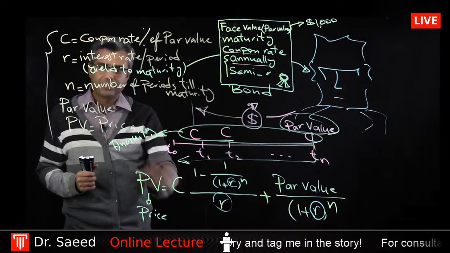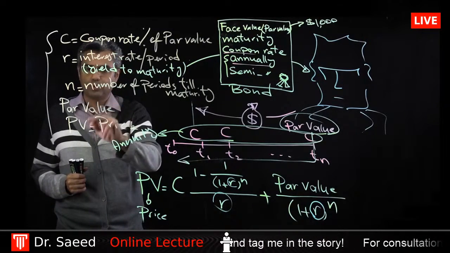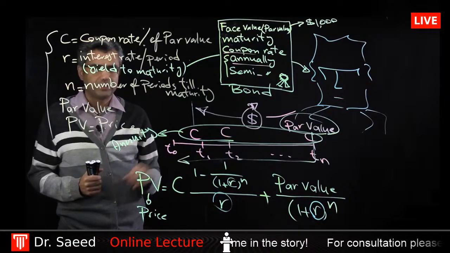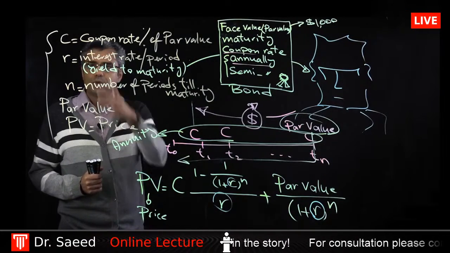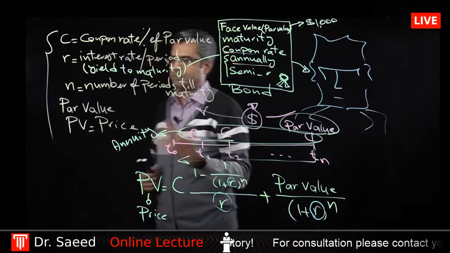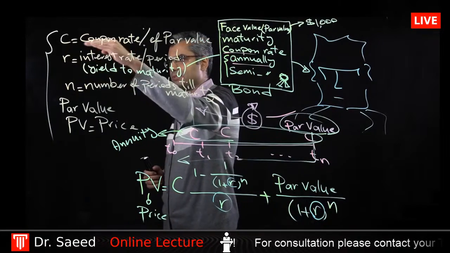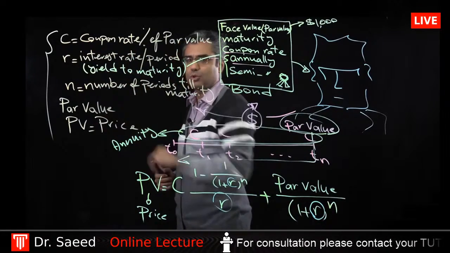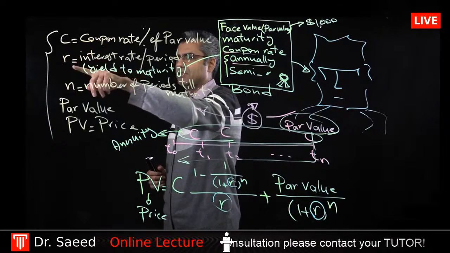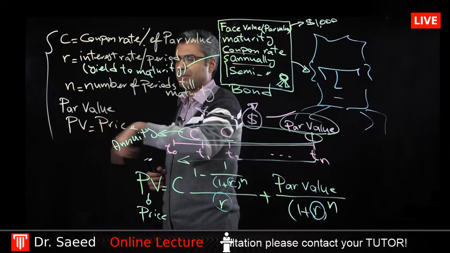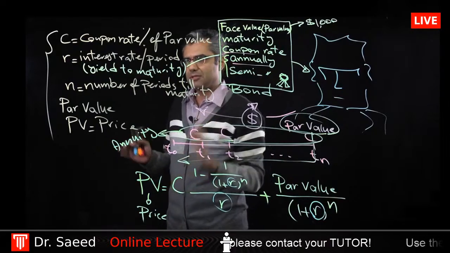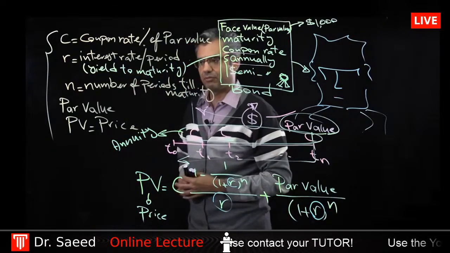So there are 5 parameters, as you can see, 1, 2, 3, 4, 5, that you need to include in the equation, in the formula. Always, you have 4 of them, and you are required to compute the 5th one, right? So sometimes I may give you the C, R, N, par value, and I ask you to compute the price of the bond. Sometimes I may give you C, N, par, and PV, and I ask you to compute the yield to maturity or interest rate, right? So as long as you have 4 of them, you can compute the 5th one.